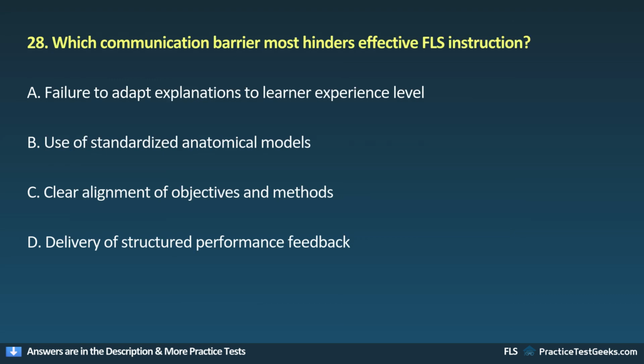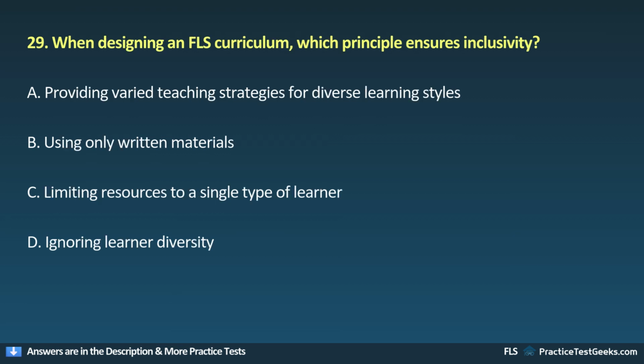28. Which communication barrier most hinders effective FLS instruction? A. Failure to adapt explanations to learner experience level. B. Use of standardized anatomical models. C. Clear alignment of objectives and methods. D. Delivery of structured performance feedback.